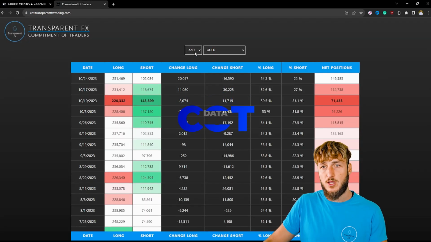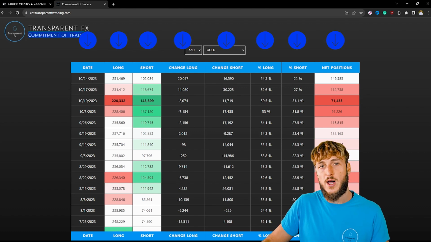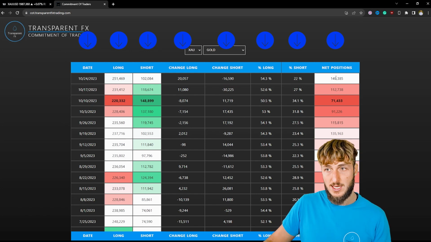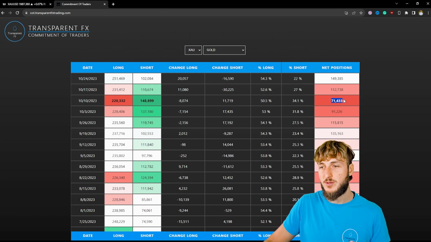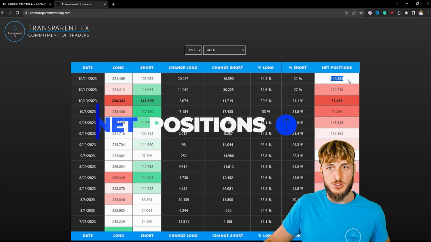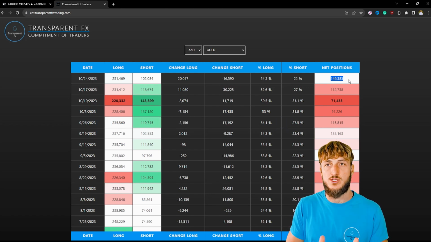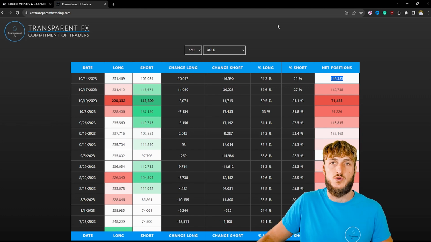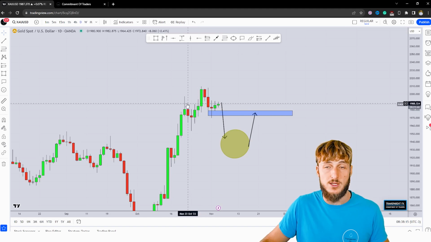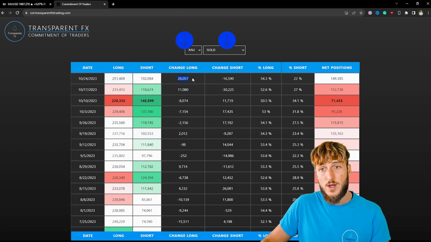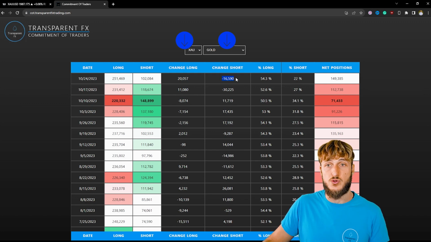Now, if we go and see what we have when it comes to the commitment of traders, so why and how institutions are moving their positioning, what we can see is that with the last reports, we went from having 71.4K net positions all the way up to having 149.3K net positions. So showing a huge increase of net positioning, meaning that institutions are moving to the bullish side of gold. So it's no surprise that the market has been pushing to the upside so aggressively, because clearly institutions are longing gold. We see in fact 20,000 longs added with the last report and 16,500 shorts getting closed.